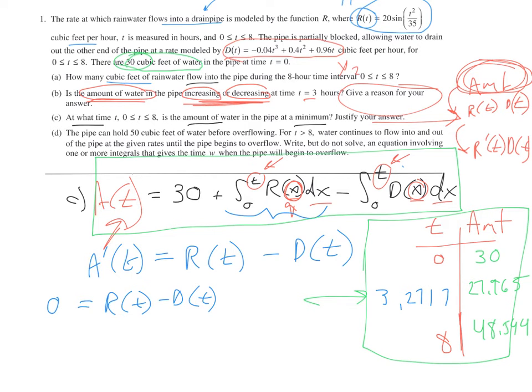at what time is the amount of water in the pipe a minimum? And I would write the water in the pipe is a minimum at t equals 3.272 seconds, and that would be my answer. I'm sorry, it's not seconds, it's hours.